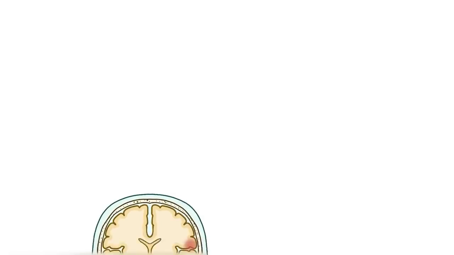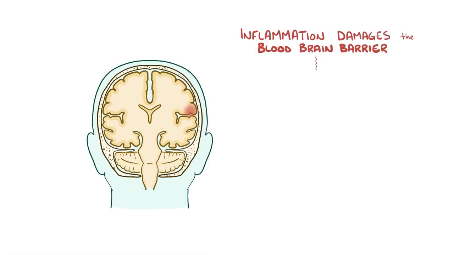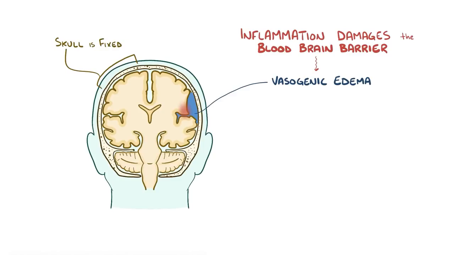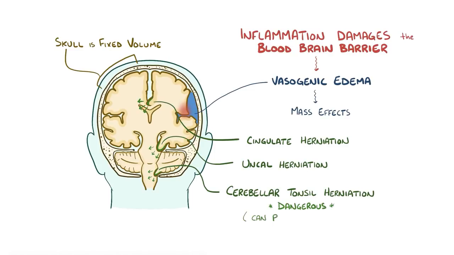Over a period of 4 to 6 hours, immune cells begin to haul away damaged cells, and the resulting inflammation damages the blood-brain barrier, allowing fluids and proteins to get into the brain tissue, causing swelling or vasogenic edema. Because the skull creates a fixed volume, the swelling leads to a mass effect where the swollen brain tissue pushes into the unaffected side of the brain, called cingulate or uncal herniation, or slips down and out of the base of the skull, called cerebellar tonsil herniation, which is particularly dangerous because it can push onto the brainstem and affect breathing and consciousness.